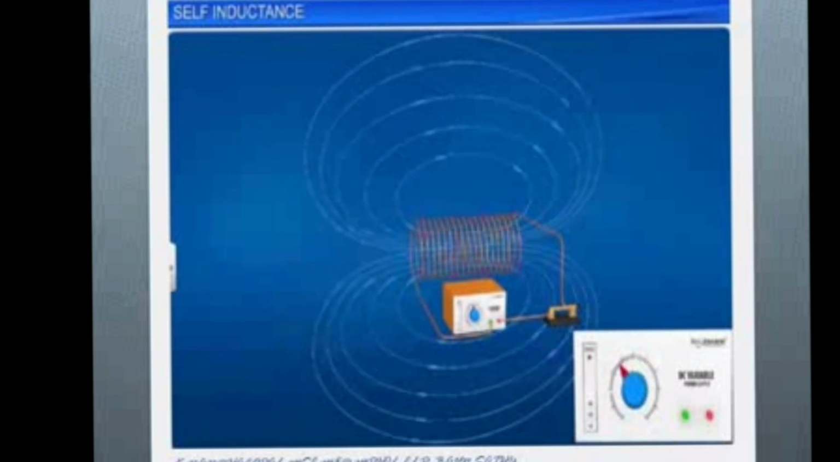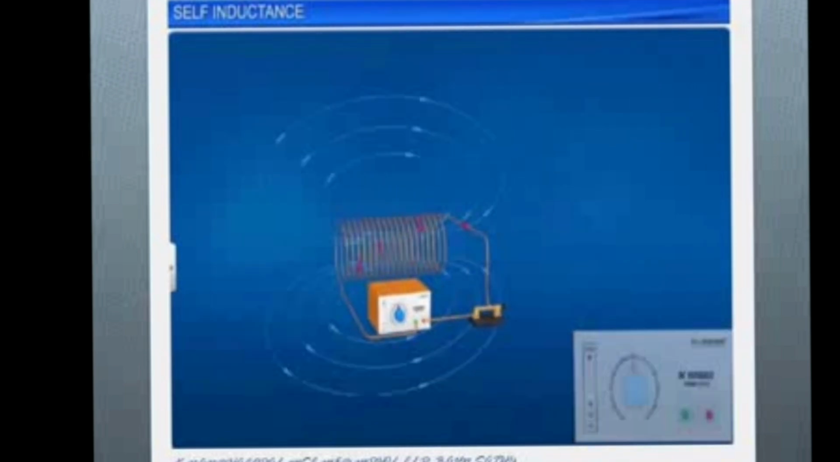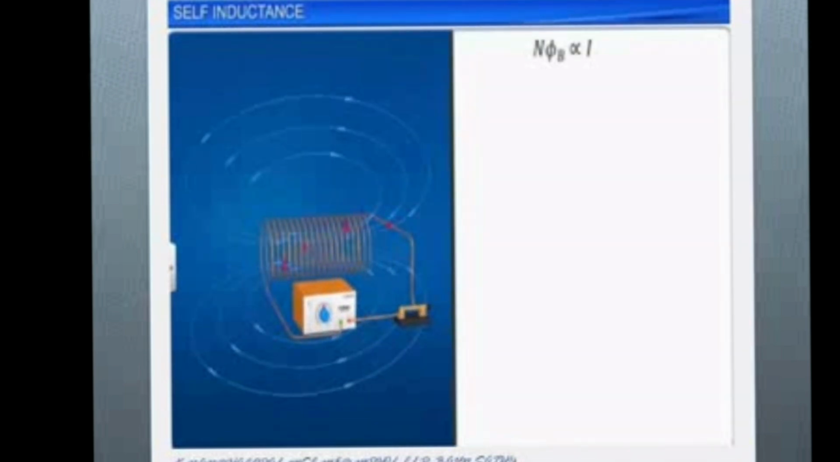According to Faraday's law, when the current is flowing through the coil, a magnetic field is produced like this. It is passing through the axis of the coil. The magnetic flux produced from the coil is phi B, and N is the number of turns. That is directly proportional to the flow of current in the circuit. So the magnetic field produced in the coil is directly proportional to the flow of current.